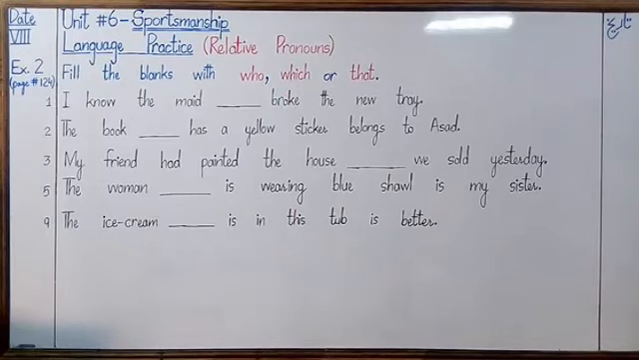Here you can see I have written 5 sentences on the board, 3 from the beginning and 2 randomly. 1, 2, 3, 5 and 9. Exercise number 2 says fill in the blanks with who, which or that as appropriate. Write the complete sentences, okay? Number 1, I know the maid dash broke the new tray.